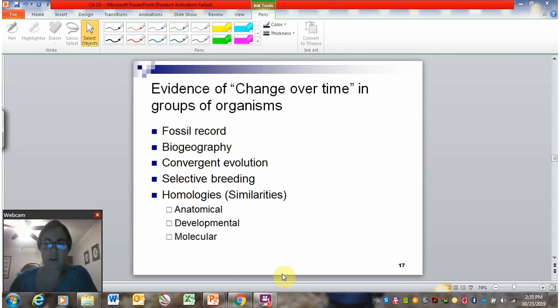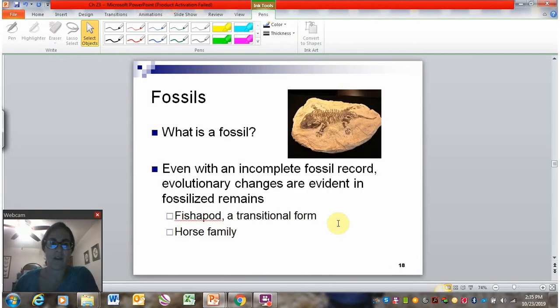So let's start with the fossil record. Let's just make sure we're on the same page about what a fossil is. Most people are familiar with your classic fossil, which is when you have bone that turned into rock through various geologic processes. And you can see a really nice fossil here embedded in the stone.